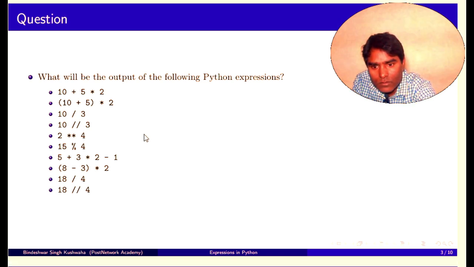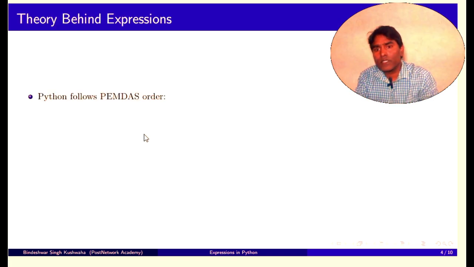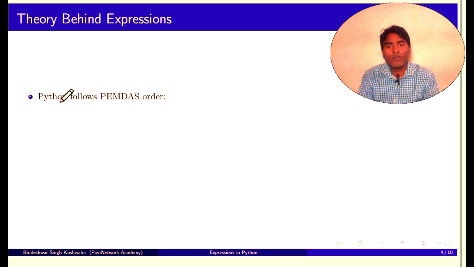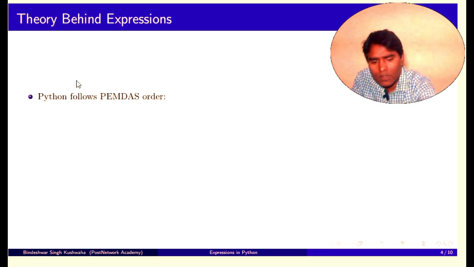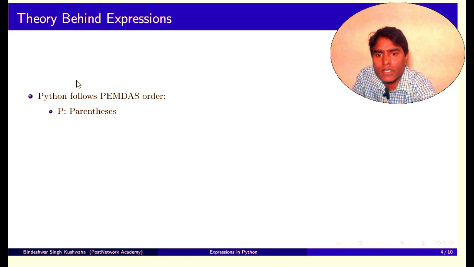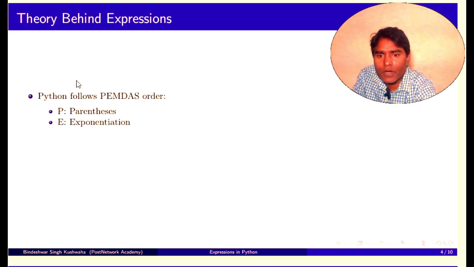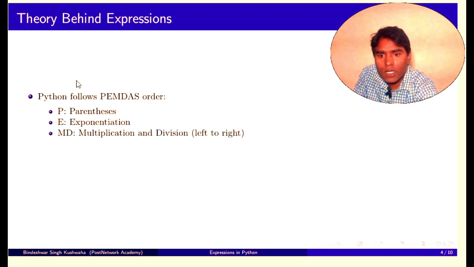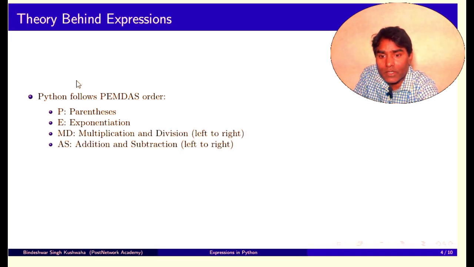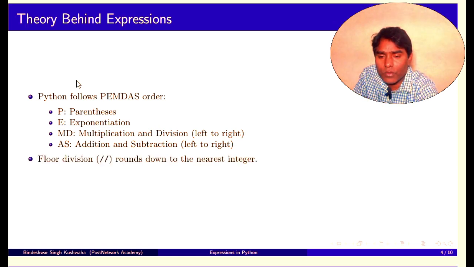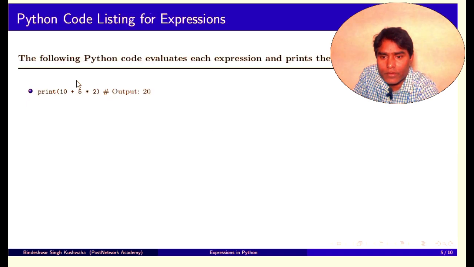And see that Python follows PEMDAS order, like BODMAS. P is for parenthesis, E for exponentiation, MD for multiplication and division, AS for addition and subtraction. The double slash is floor division, which means the floating point part will get truncated.